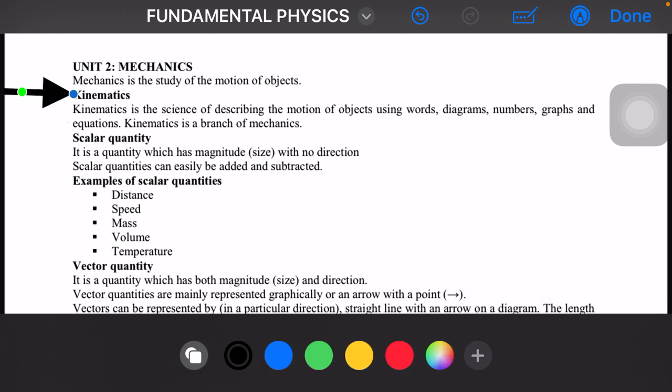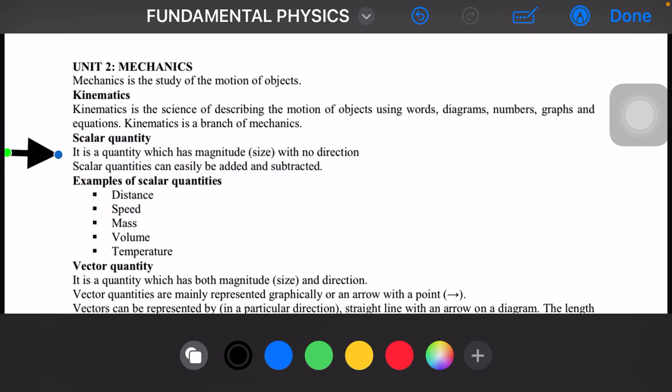Okay, so mechanics is a study of the motion of objects. Kinematics is a science of describing the motion of objects using words, diagrams, numbers, graphs, and equations. Kinematics is a branch of mechanics. So we're not going to look at the whole of mechanics, just a branch of it, kinematics, which describes the motion of objects using words, diagrams, numbers, graphs, and equations.